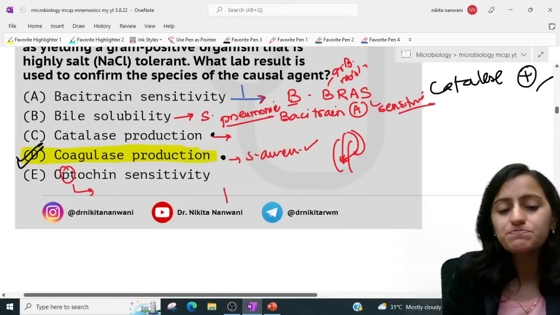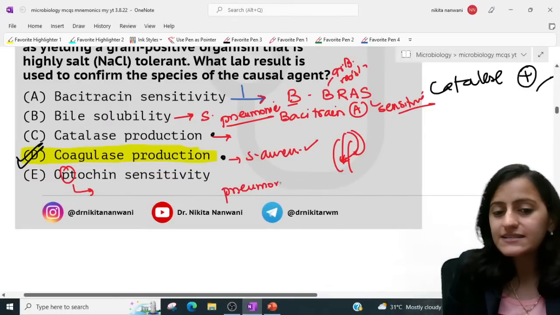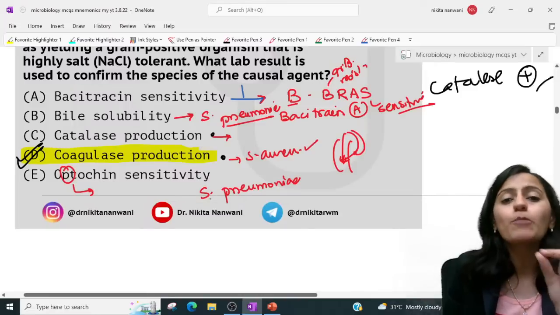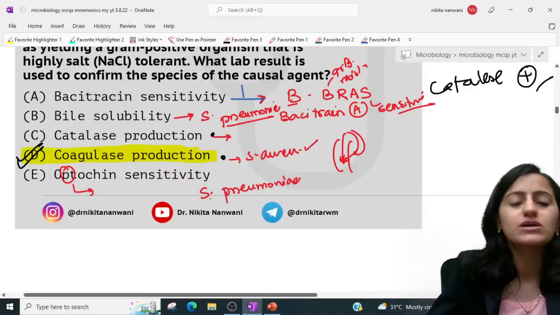Optochin sensitive. Remember optochin, P for P? That is again Streptococcus pneumoniae. Okay, optochin is Streptococcus pneumoniae.